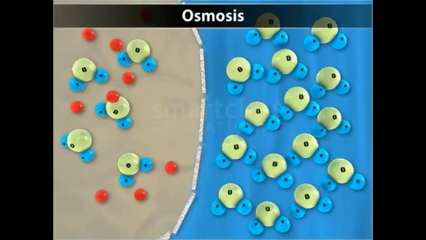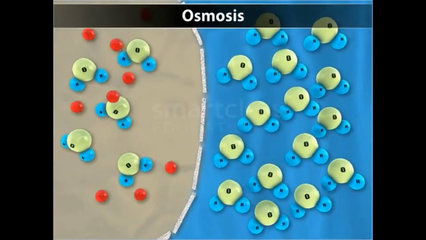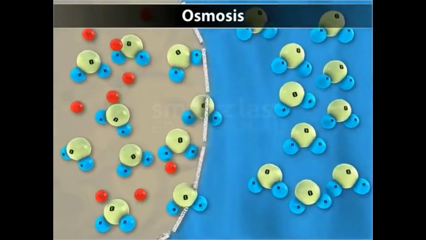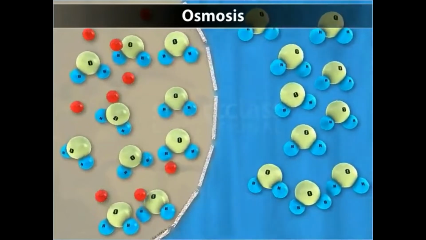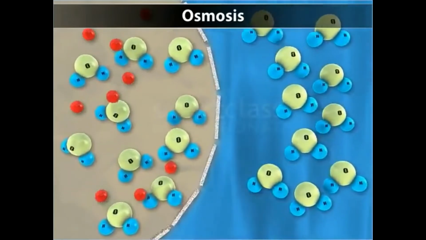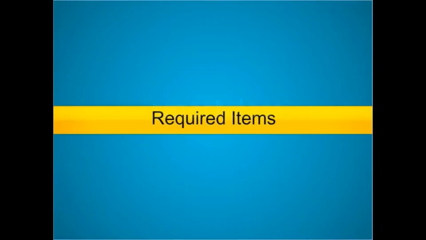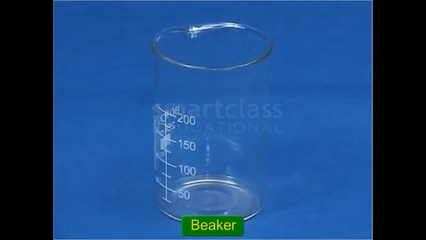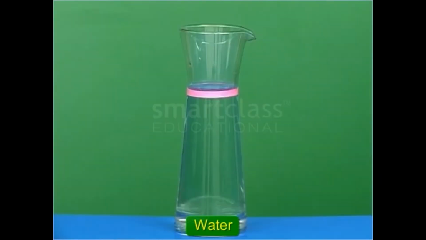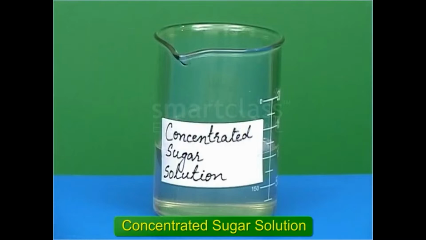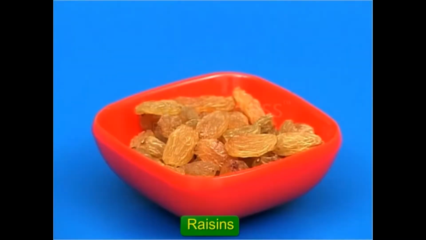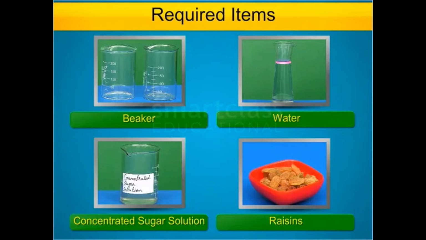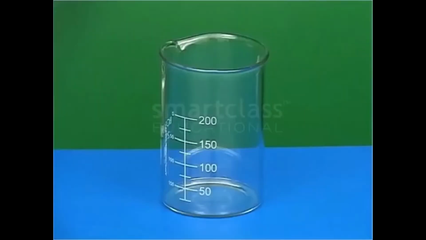Children, as we already know, osmosis is a process in which the solvent molecules move from a region of low concentration to a region of high concentration. Now we are going to see this with the help of an experiment. The materials required are a beaker, normal tap water, concentrated saturated sugar solution, and some raisins. With these requirements we are doing an experiment to prove osmosis.